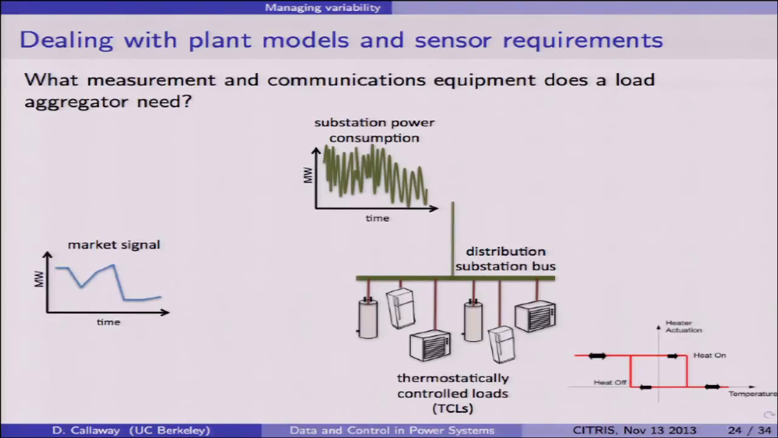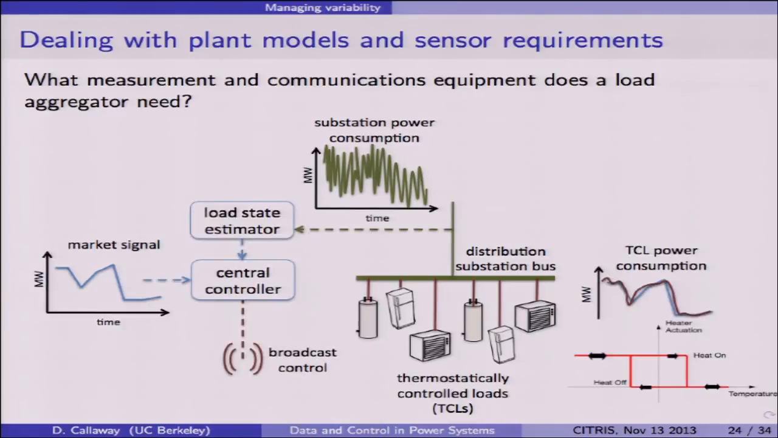So the idea is that if you get some signal, either from a market or from the energy management system, from the system operator, you want to turn this into something that looks like that. And so the idea is that you estimate the states of the loads, you put those state estimates into some sort of central controller, broadcast information back out to the loads, and hopefully get something in terms of aggregate consumption that looks like this. So I'll talk in a little bit more detail about how this control might work on the next slide, but I just want to say one more thing about why we're pursuing this particular framework.